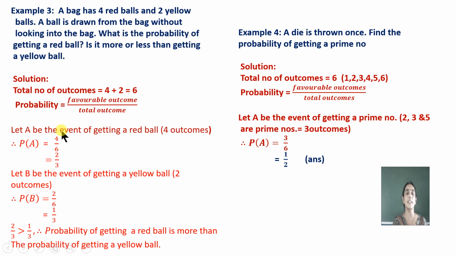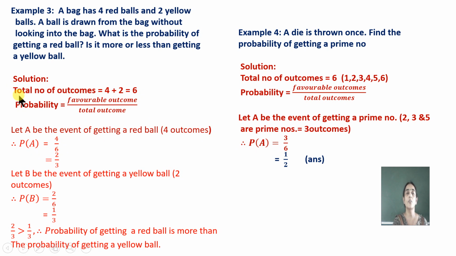So here let A be the event of getting a red ball, and in the bracket you write down which are the favorable outcomes, the number of favorable outcomes. And so here P of A is equal to 4 upon 6, and that is equal to 2 upon 3. The simplest form you have to write. So I hope I am clear with what we have to do.